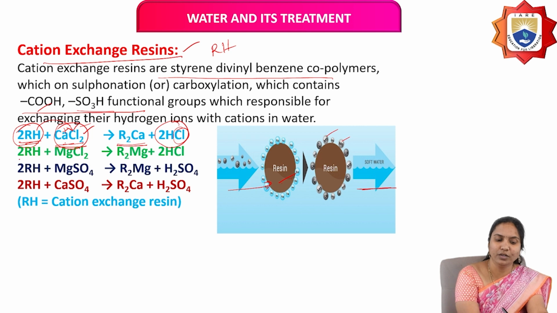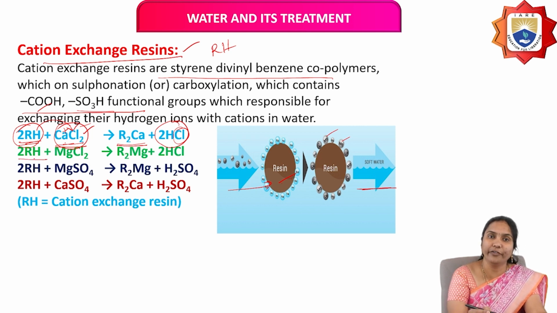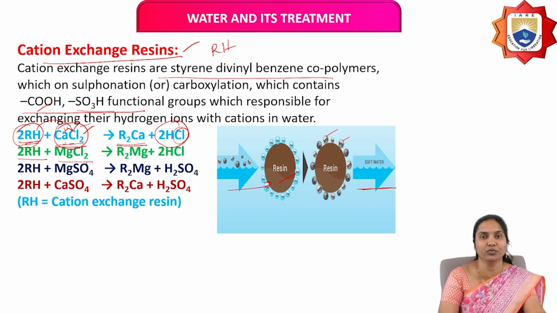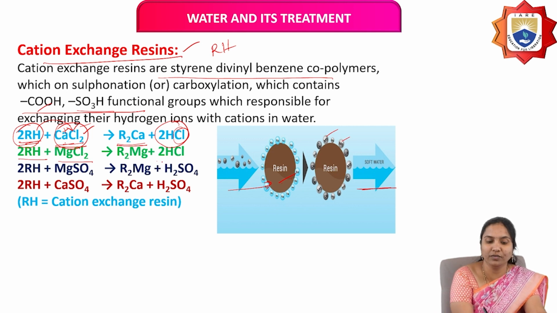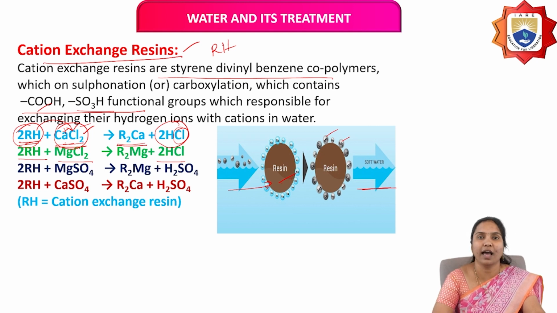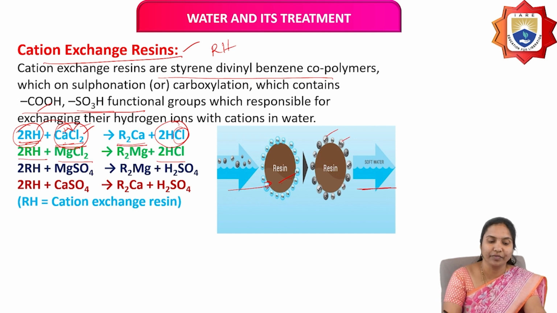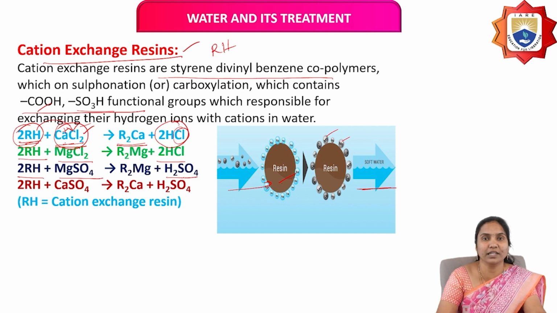And the same way here 2RH, it is the cation exchange resin. If magnesium chloride is present in this water, the cation exchange resin absorbs magnesium cations and gives its H plus ions into the water. So coming out of the water it contains H plus ions and anions because cations are absorbed by the cation exchange resin. For example, if magnesium sulfate is present in this water, the resin absorbs magnesium cations and gives H plus ions into the water. So coming out of the water are H plus ions and sulfate anions.